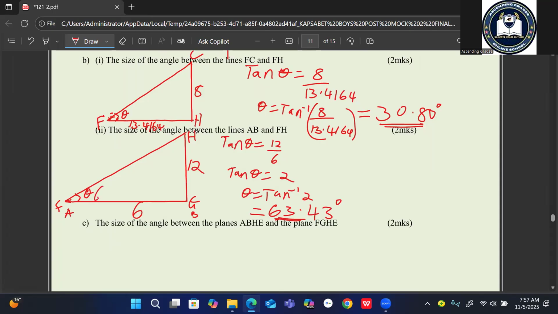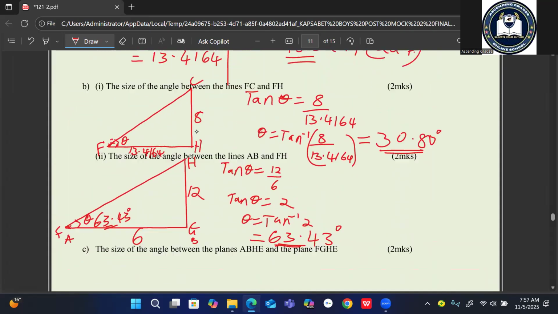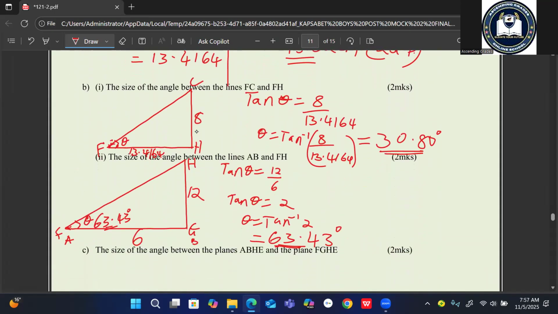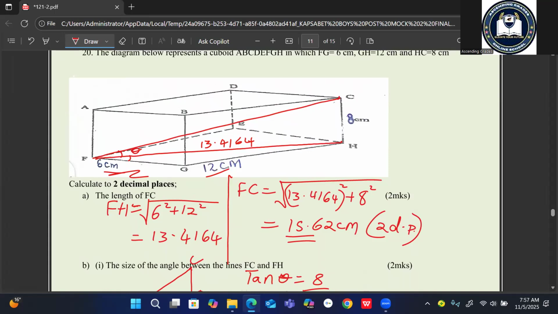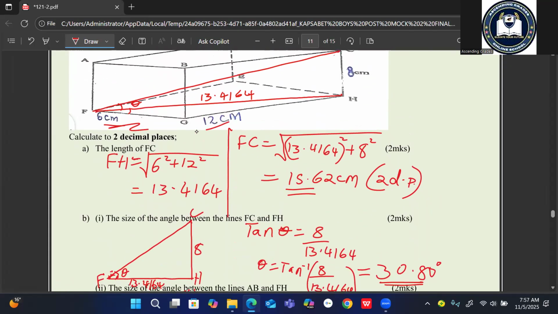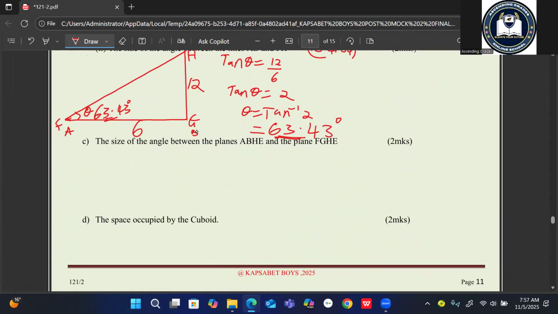So that is one answer there. Here is 63.43 degrees. We go to part C. The size of the angle between planes ABHF and FGHE. So we have this plane and the underlying plane, the base one. So that one, look at it very well, we realize that, let's draw it.